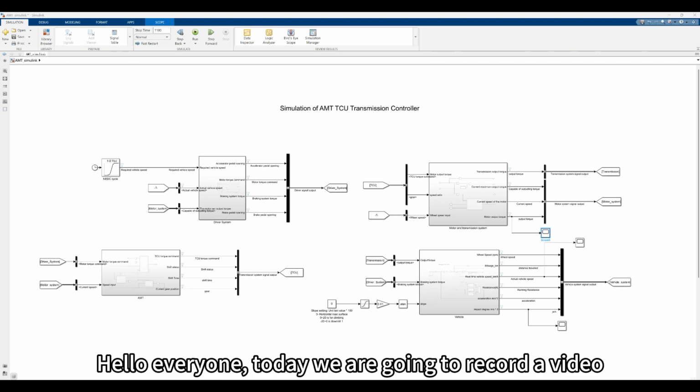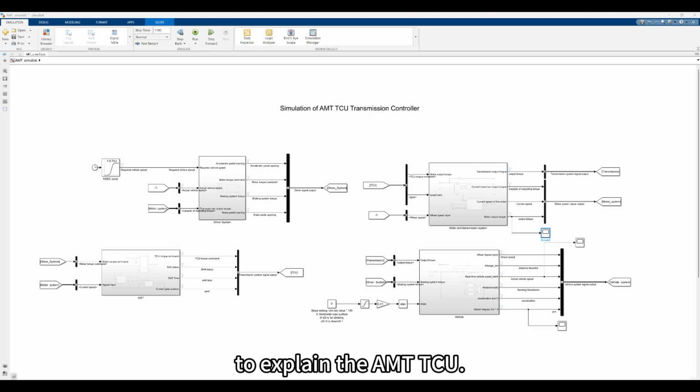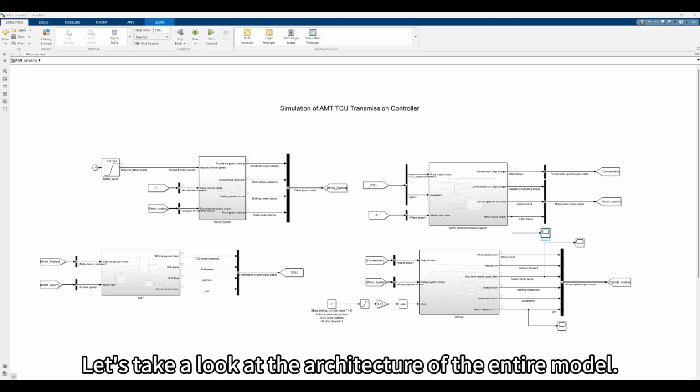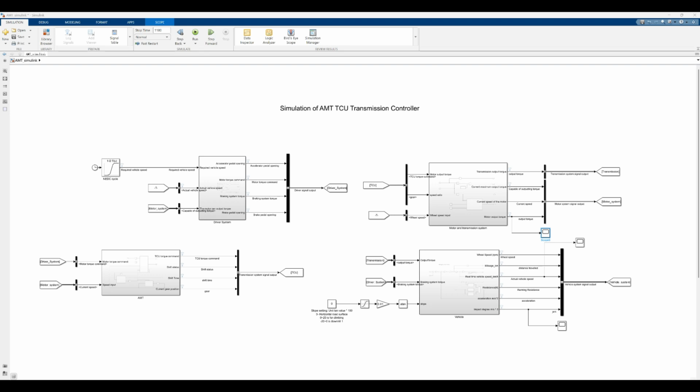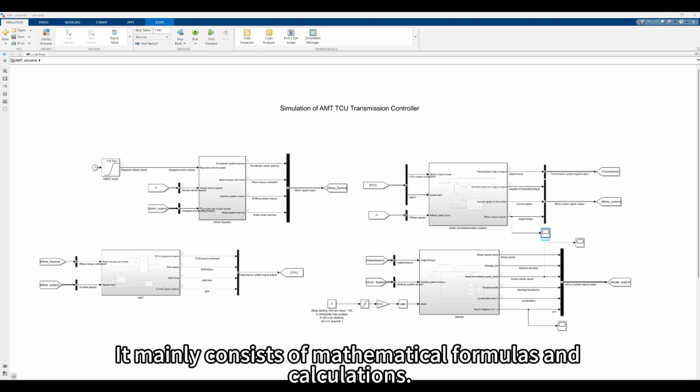Hello everyone, today we are going to record a video to explain the AMT TCU shifting strategy and the Simulink simulation model. First, let's take a look at the architecture of the entire model. It is a mathematical model. It mainly consists of mathematical formulas and calculations.